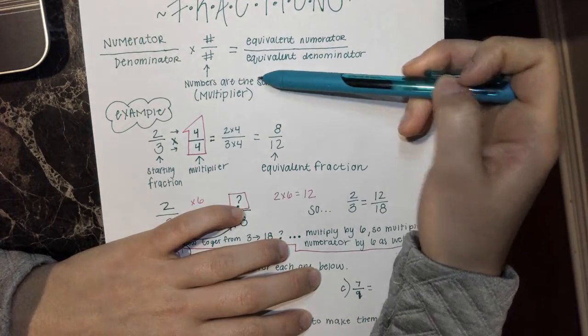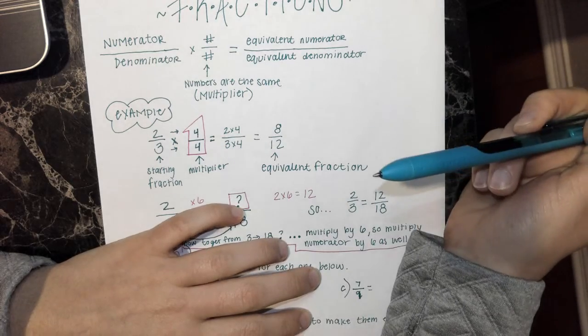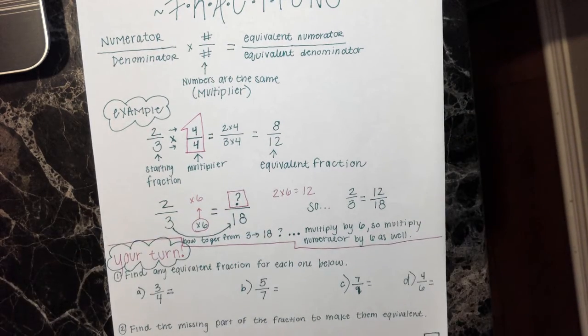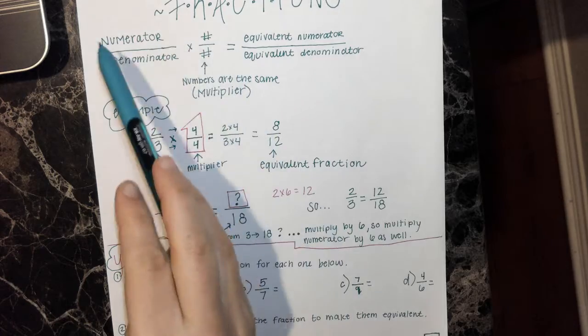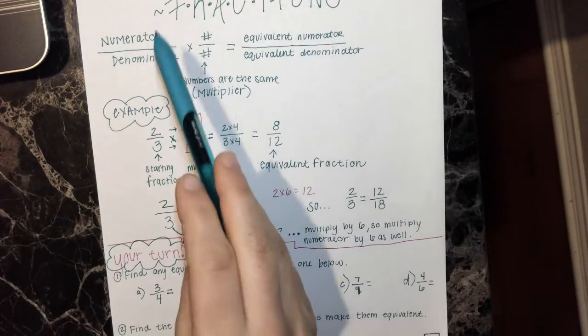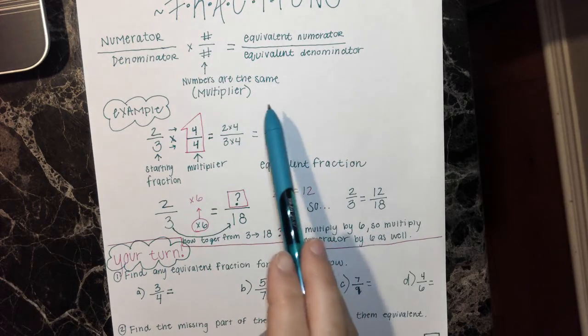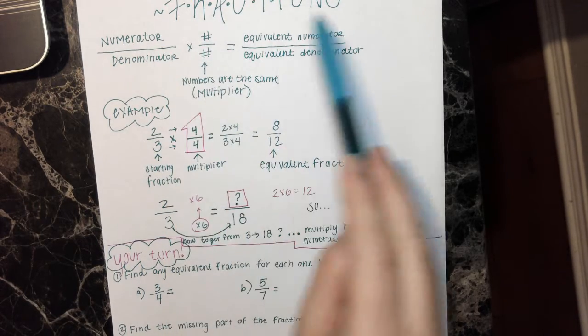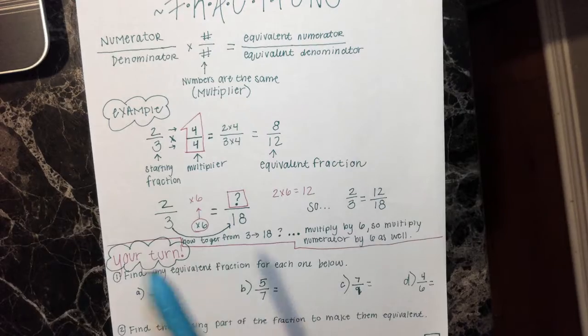Okay, whenever you're multiplying by something to find an equivalent fraction, these 2 numbers on the top have to be the same. This is called your multiplier. So whenever I ask what your multiplier is, it's whatever number you're multiplying each part of the fraction by to get your new number. Once you multiply, you go straight across the top and straight across the bottom, multiplying by the same number to get your new equivalent fraction.